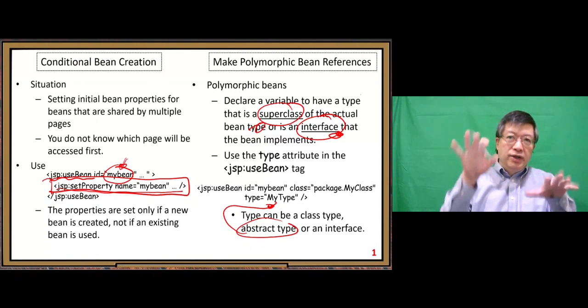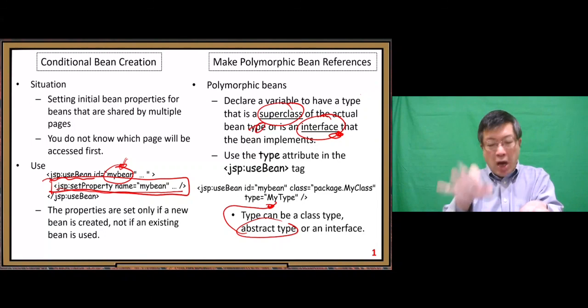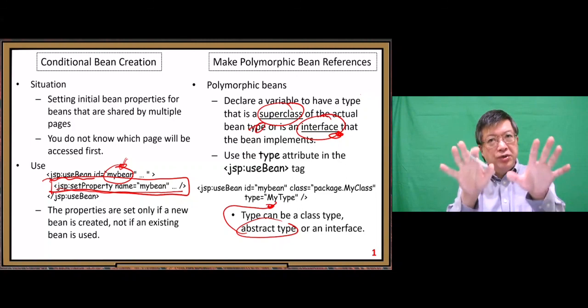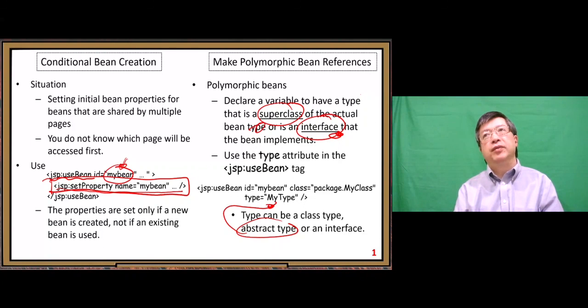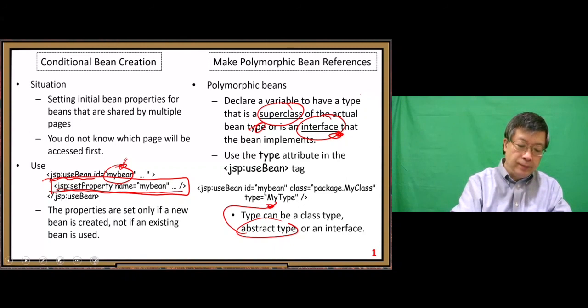So now, for this slide, two topics for two very special situations. They do not happen frequently, but JSP can handle those two special situations. All right, so we complete part C of module 4.